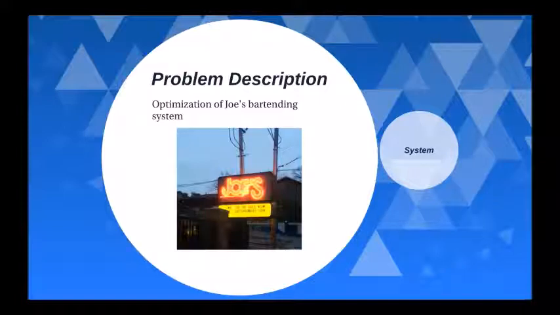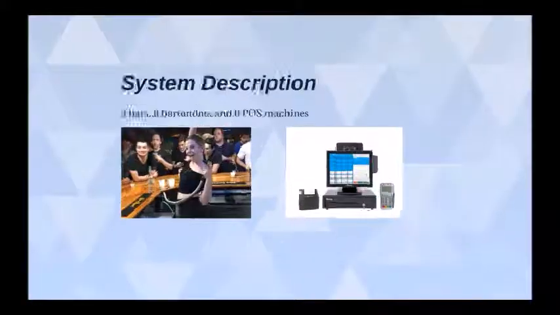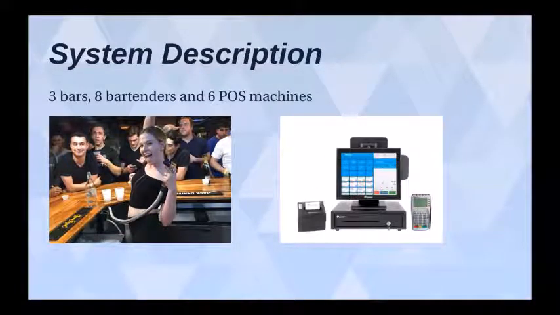Currently, Joe's has 3 bars open on their peak nights, which are Thursday, Friday, and Saturday, and in total have 8 bartenders and 6 POS machines. To clarify, POS machines are the machines that the bars use for processing credit card or cash payments. You can see a picture of one to the right below.